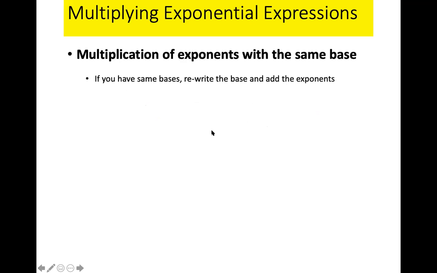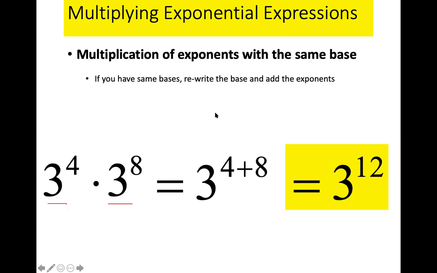So let's see this with some real numbers right here. Check it out. The bases are the same. I've got a 3 and a 3. When the bases are the same, rewrite the base and add the exponents. 4 plus 8 is 12. So 3 to the 12th power.